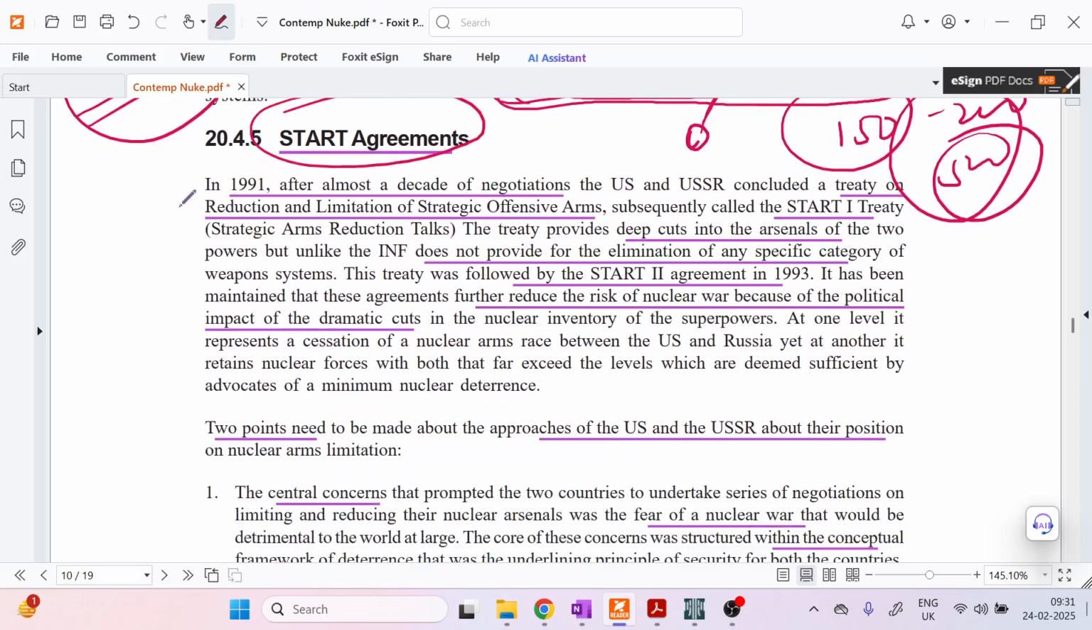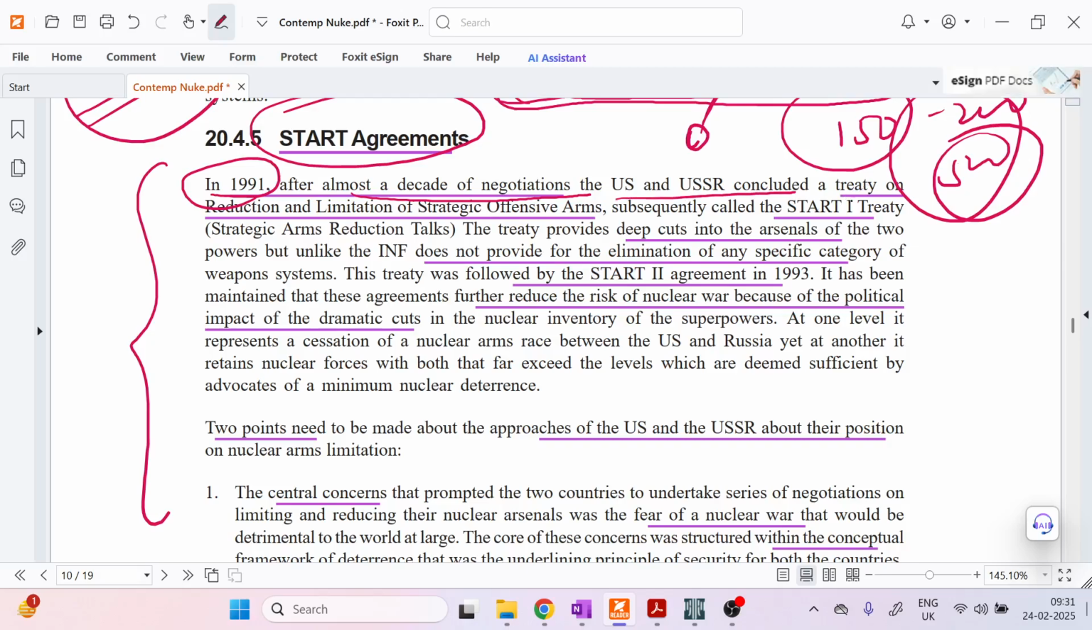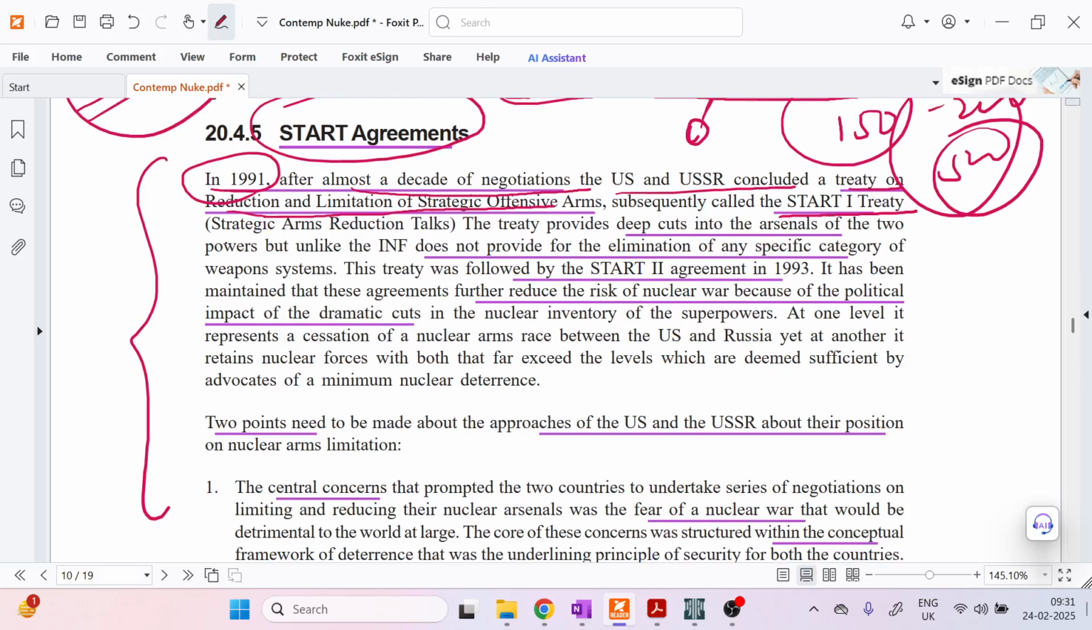Now let's have a look at the next range of limitation agreements, the START agreements. So in 1991, almost after a decade of negotiation, the US and USSR concluded a treaty on reduction and limitation of strategic offensive arms, which is subsequently called the START 1 Treaty, Strategic Arms Reduction Talks. This treaty provides deep cuts into the arsenals of the two powers, but unlike the INF, it does not provide for elimination of any specific category of weapon system.